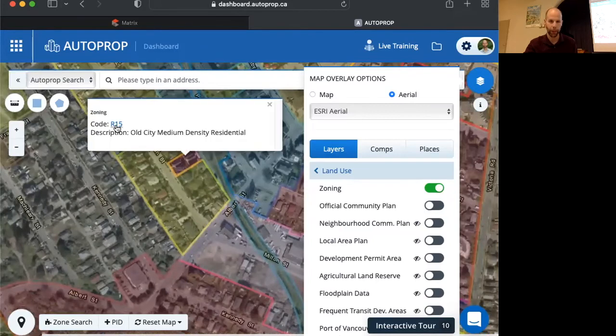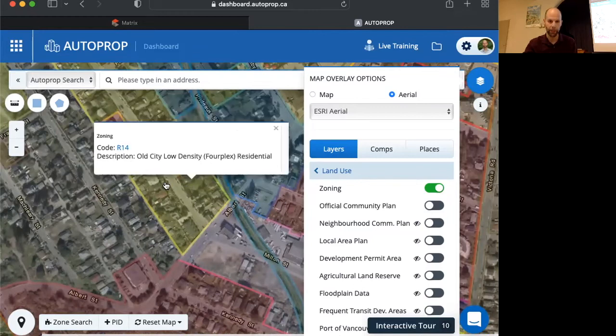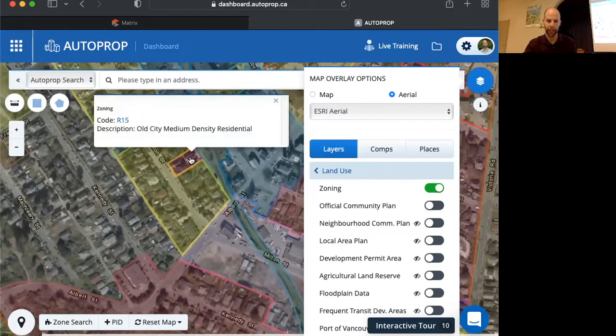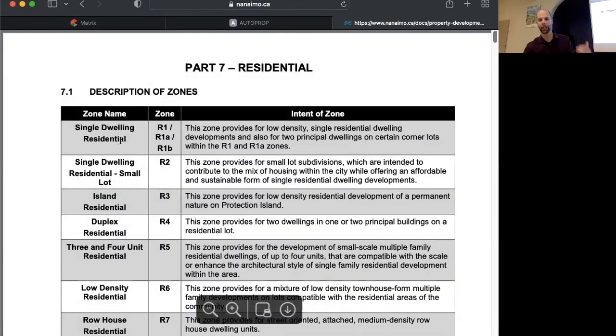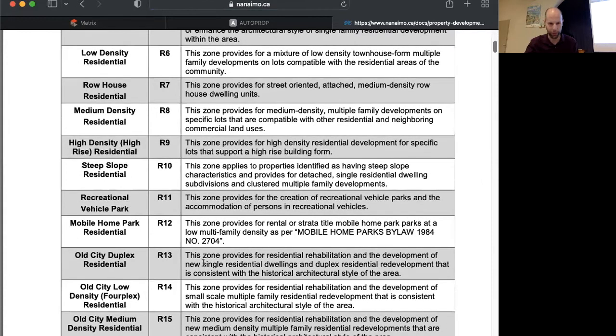And if you click on it, it'll bring you up to the zoning code. So this particular one is Old City Medium Density Residential. Now right beside it's R14, which is zoned for low density. So this one has ended up with medium density for whatever reason that doesn't match the surrounding zoning. Even easier, you click on R15, it will take you directly to the city's zoning department and tell you what the zoning is. So that one is R15.